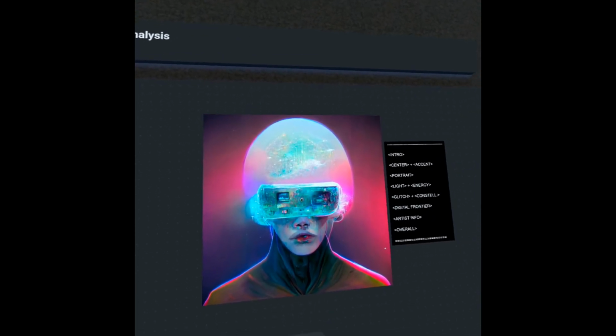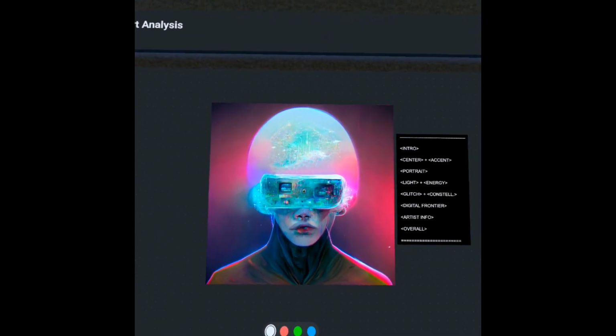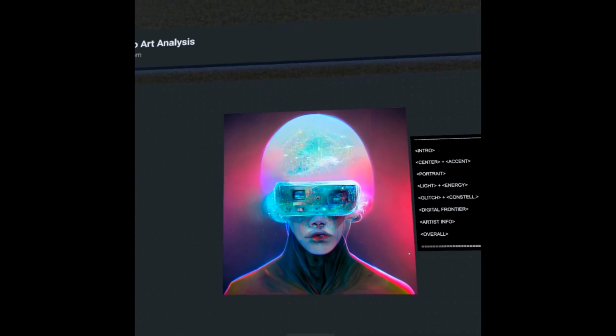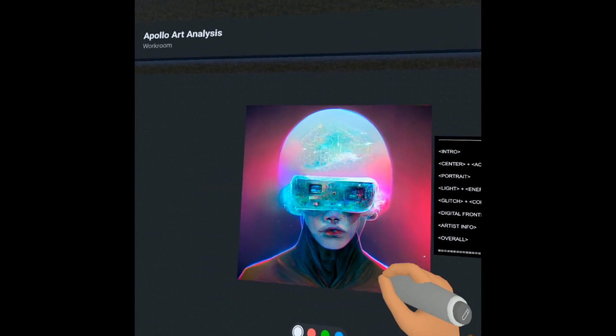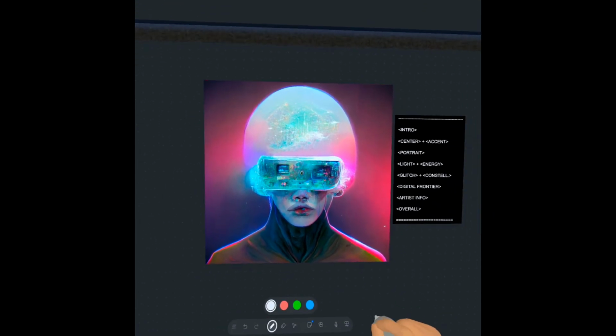Today we're going to be looking at a piece by the artist Diffusion Dreams, and Dreams is actually a software engineer who also dabbles in the world of digital art. He has a pretty clear passion for AI generative art, and he really likes showcasing a bunch of different works.